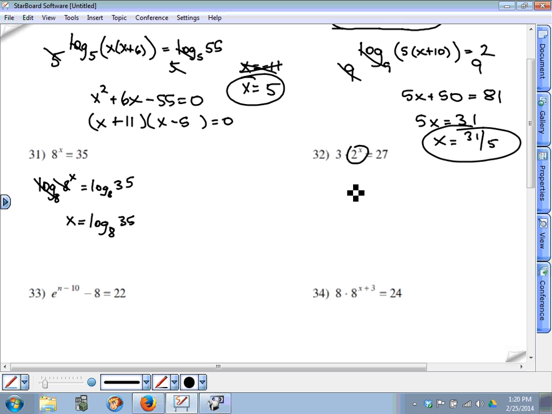Now in 32, this is the exponential term, 2 to the x, so we have to divide by the 3, we get 2 to the x is equal to 9. Now we can use a log base 2, so x is equal to the log base 2 of 9.